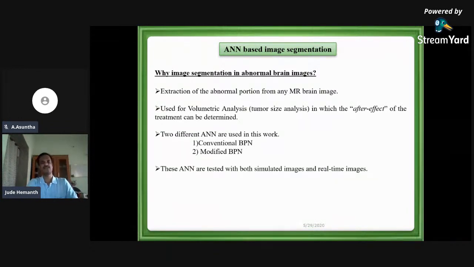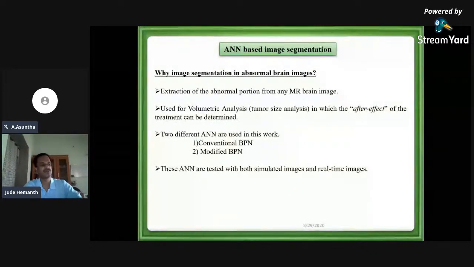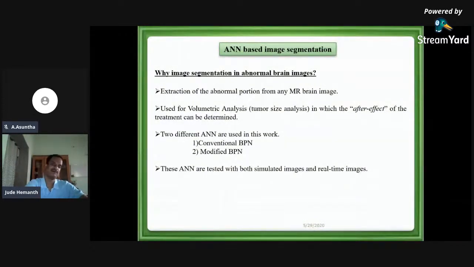These networks are tested with both simulated images and real-time images. Why? I have the ground truth from the doctors for real-time images. I have the ground truth from the website also. But when I go for classification, I do not have the ground truth for simulated images. So I stopped with only the real-time image.